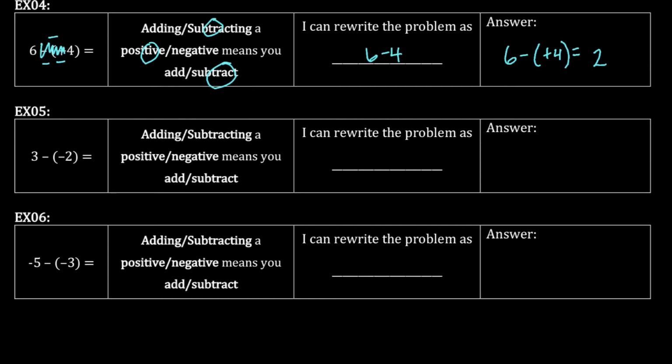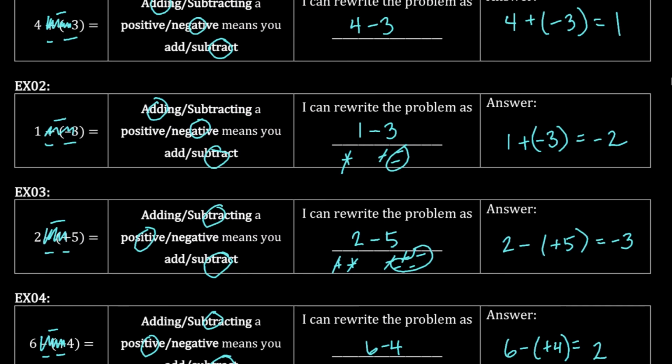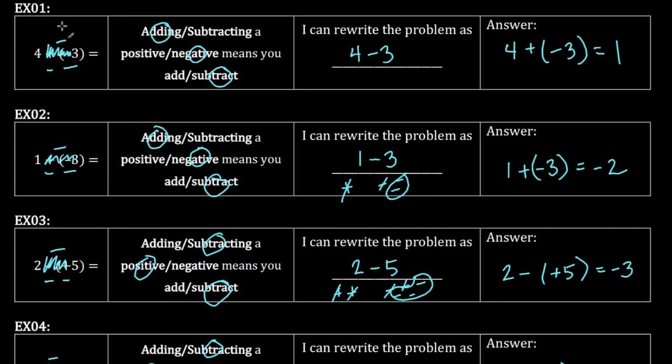Now let's look at these for a second. You see how this one was plus a negative, this one was plus a negative, this one was minus a positive, and the last one was minus a positive. When these are different signs, they turn into subtraction. So when they are different signs, like plus a negative or minus a positive, then you subtract.